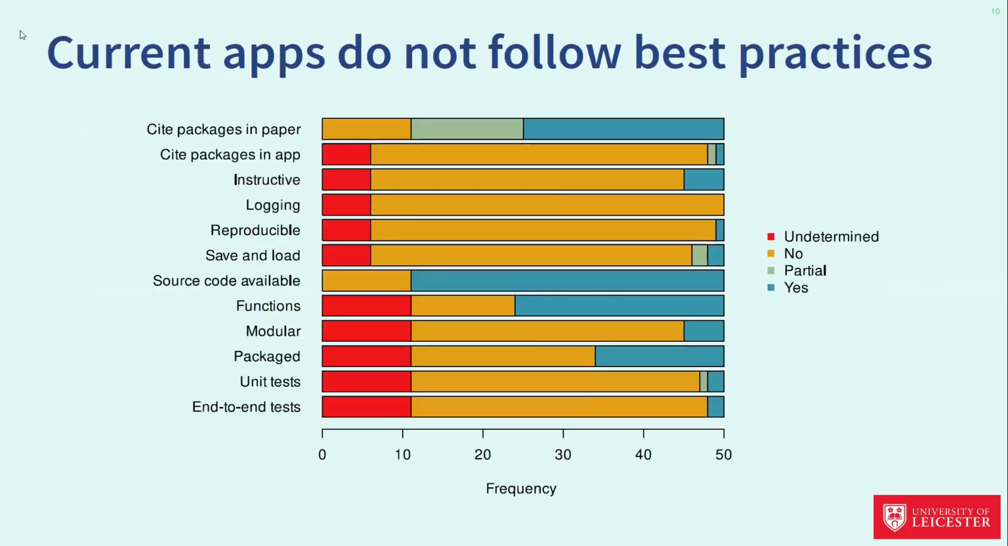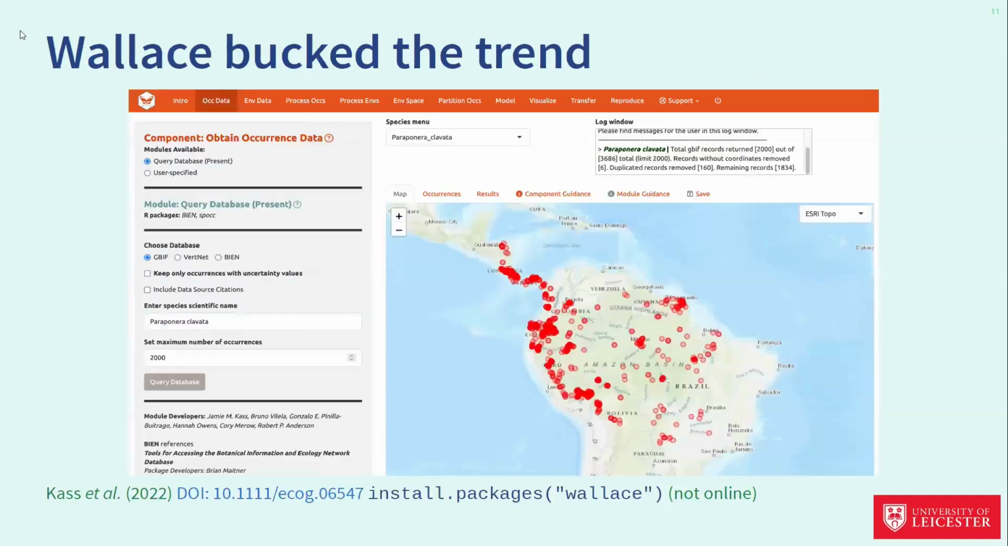But if we look at those apps, a lot of them don't necessarily follow best practices, either in scholarship or in software development. So, for example, they don't necessarily say which packages are used in the app, so users wouldn't be aware. They generally don't contain any instructions on how to use them inside the app, and events aren't logged. And almost never are they reproducible outside of the app. And then also looking at the source code, whilst they typically contain some functions, most are not organized into modules, some are packaged, and tests were almost entirely absent.